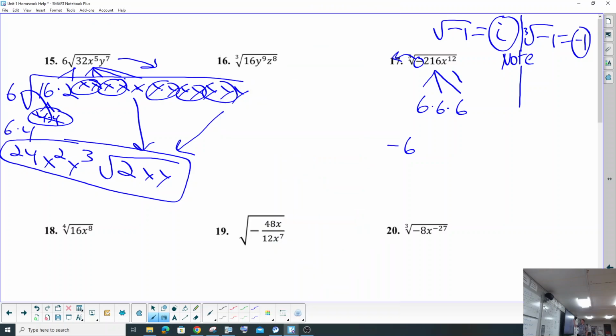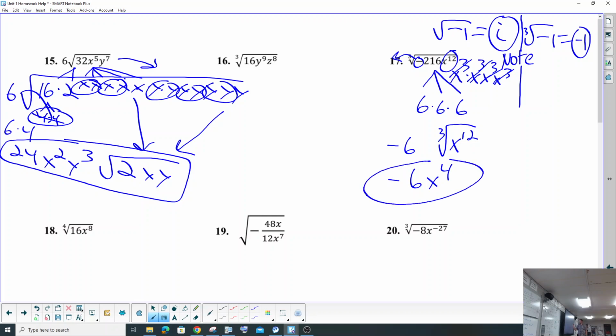How many do we have? We have x to the what? X to the third, x to the third, x to the third, x to the third. How many x to the thirds do we have? So that means that when you do the third root of x to the 12th power, there's 1 of them, 2 of them, 3 of them, 4 of them that come out. That's all plus. There's our answer.